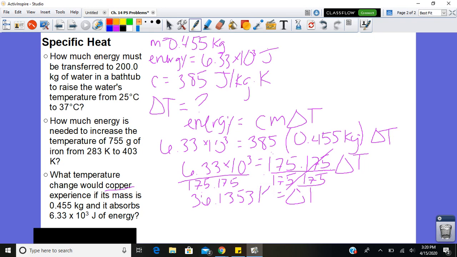Our unit for temperature is Kelvin. So now we need to do sig figs. We have 3 in our mass. We have 3 in our energy. We have 3 in our specific heat. So my final answer should be 36.1 Kelvin. And there we go.